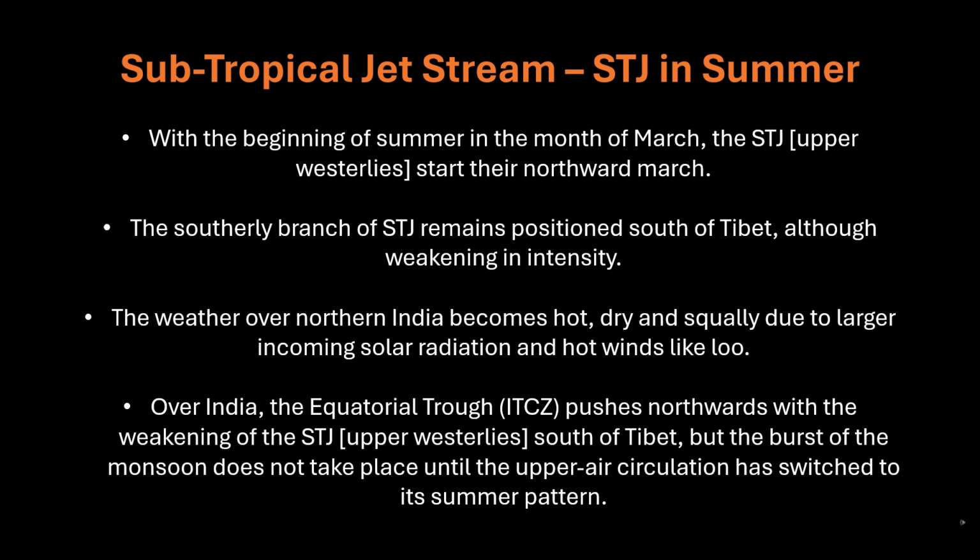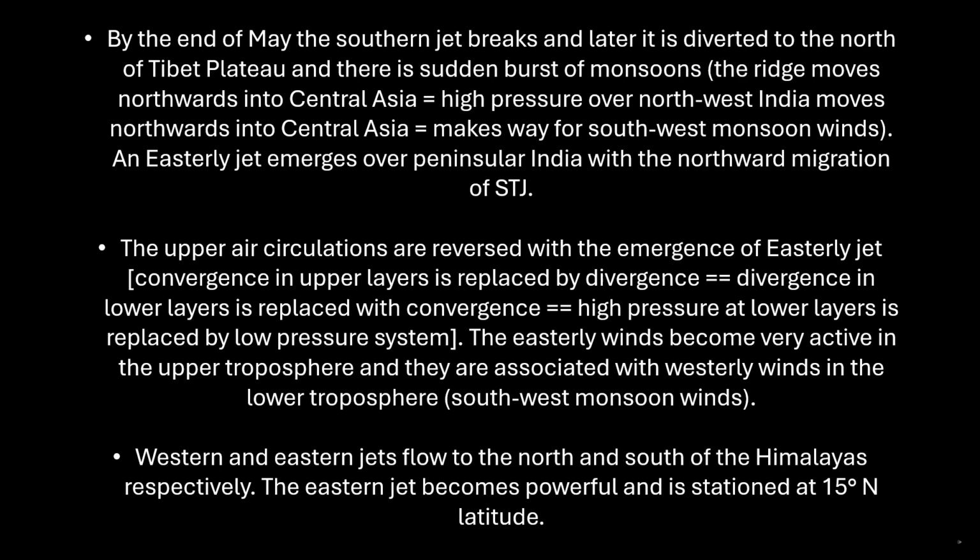but the burst of the monsoon does not take place until the upper air circulation has switched to its summer pattern. By the end of May the southern jet breaks and later it is diverted to the north of the Tibetan Plateau and there is a sudden burst of monsoons. The ridge moves northwards into Central Asia, meaning high pressure over northwest India moves northwards into Central Asia, which makes way for southwest monsoon winds.